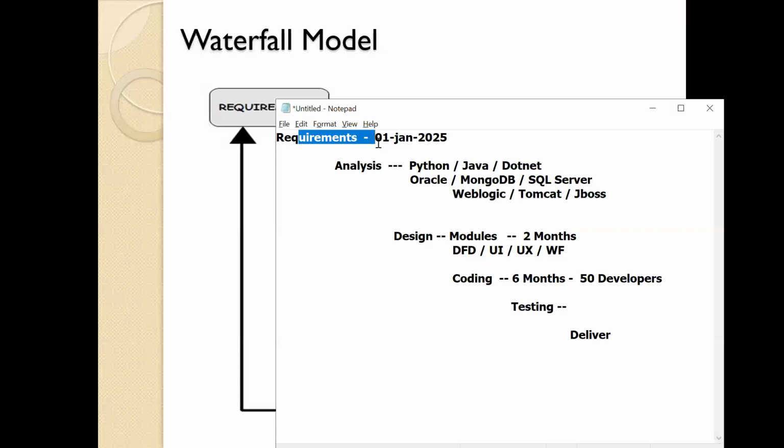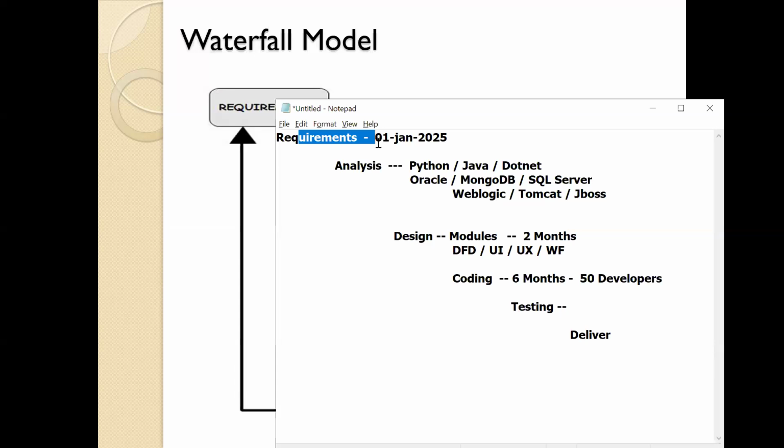Are you understanding? The waterfall model will always freeze one step before going to the next step. There's no concept of changing something very important. The client gives the requirements, and because of the industry and the business requirements, the client sometimes wants to change the requirements.